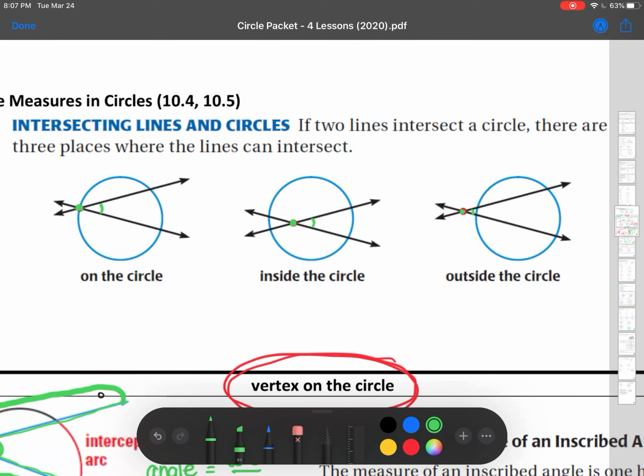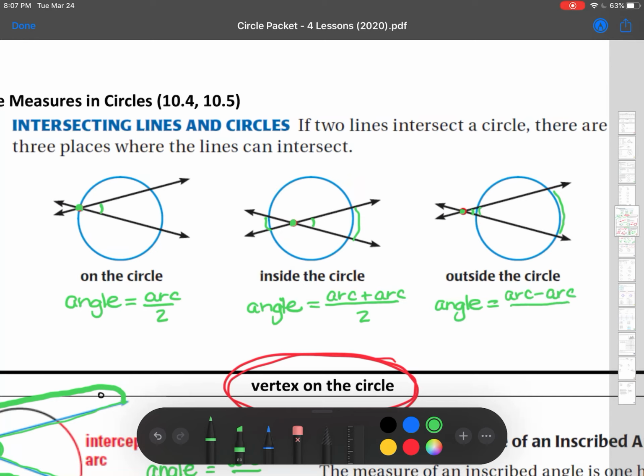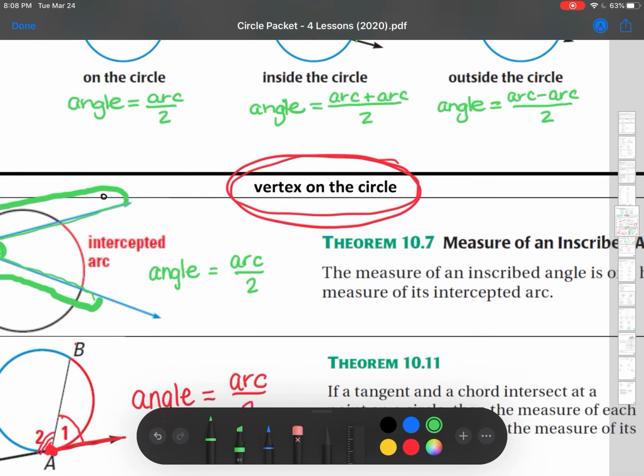So if I were you and I were taking notes, just to review what we learned in the last section, I would go to this spot in my packet, and for the angle on the circle, I would write angle equals arc divided by 2. And for this one, do you remember? There's actually two arcs involved. Arc plus arc divided by 2. And for the vertex outside the circle, again, two arcs involved. Arc minus arc divided by 2. So, yeah, I thought it was nice just to have all those formulas in one place.